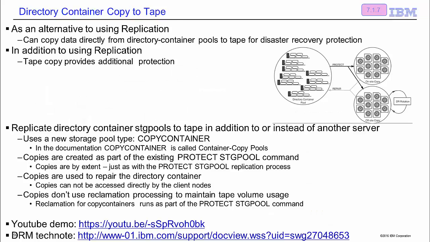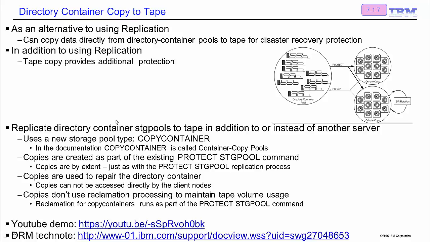So one way to protect the directory containers is with the Protect Storage Pool in combination with a replicate node. Another way to do that is to create a copy of your directory containers out to tape. This can be used as an alternative to replication, or it can be used in addition to replication. So you could have one copy of your directory containers being replicated to a secondary Spectrum Protect server and an additional copy going out to tape. Or you might not have a secondary server and all you want to utilize is a copy out to tape.